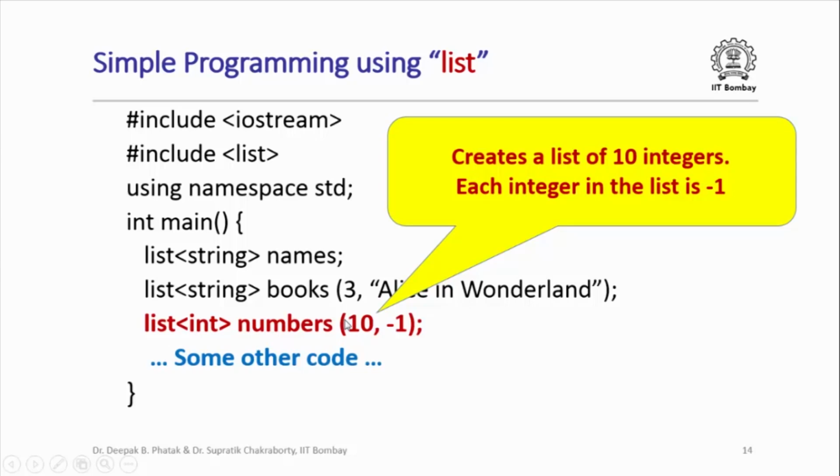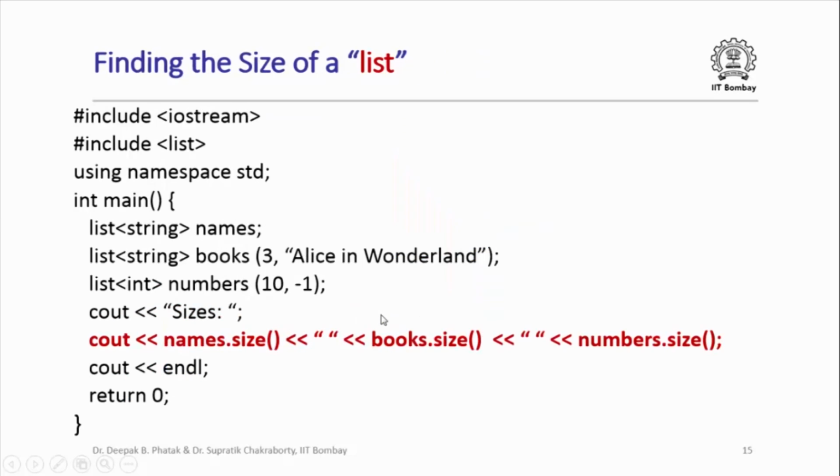How many integers are there in that list? There are 10 integers, and each of those 10 integers in the list is going to be initialized to -1. How do we find the size of a list?